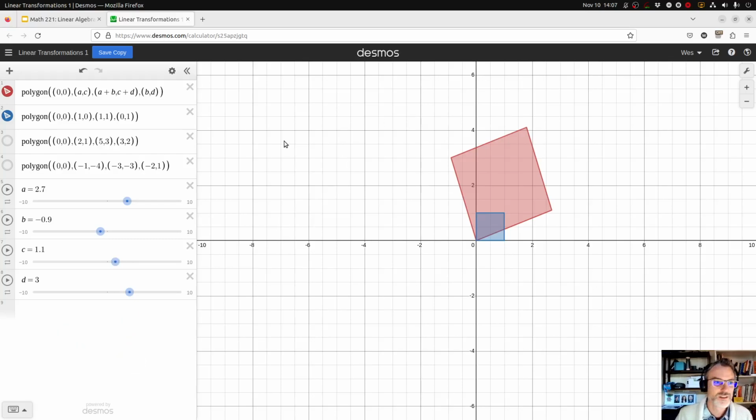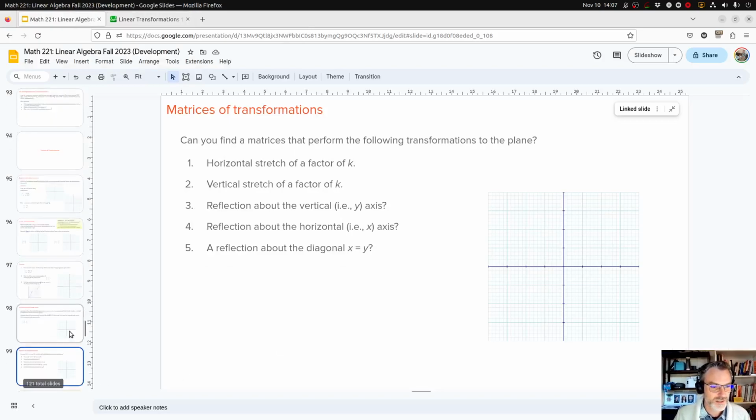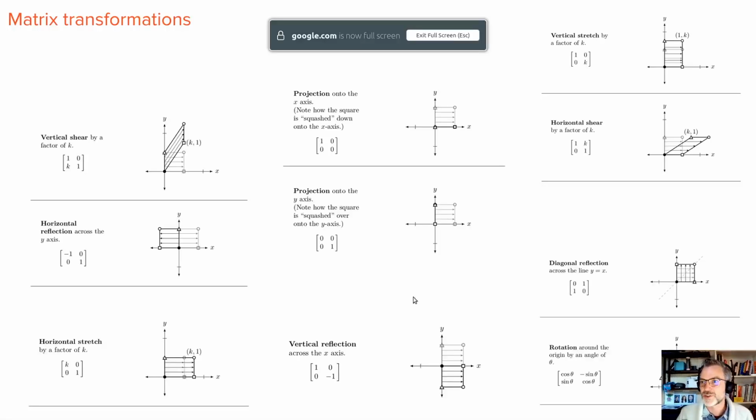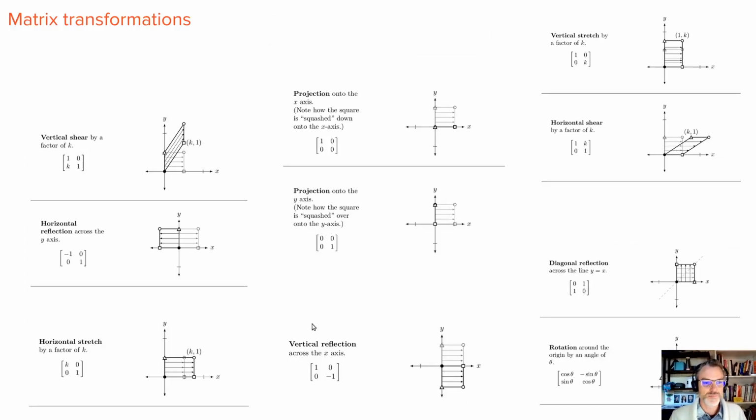Great. So let's go back here. I've got that summarized with these screenshots from our text. We saw that when we changed this A value, we got a horizontal stretch, changing that D value, a vertical stretch, changing B, a horizontal shear, and sure enough, a vertical shear by changing C. And there's many other transformations we can see, and we'll play with those in time too.